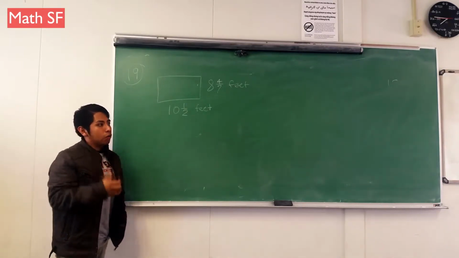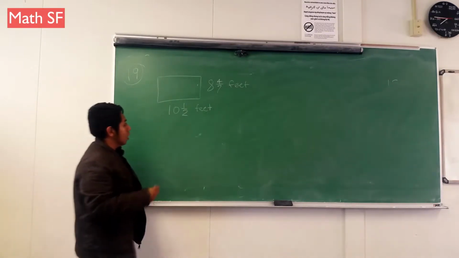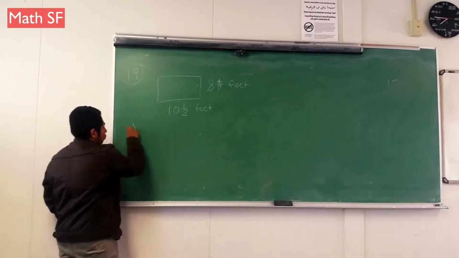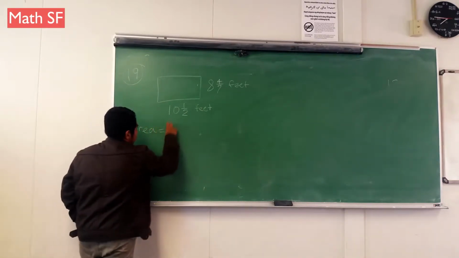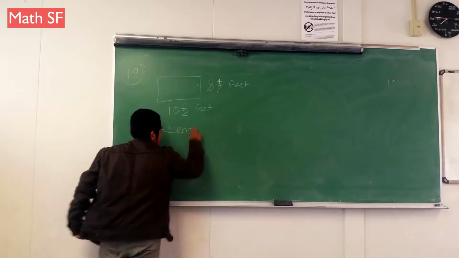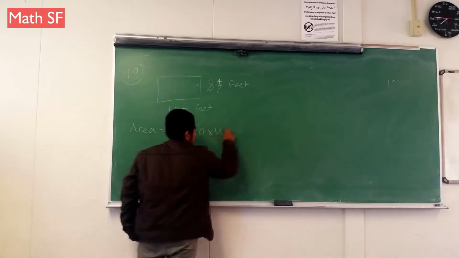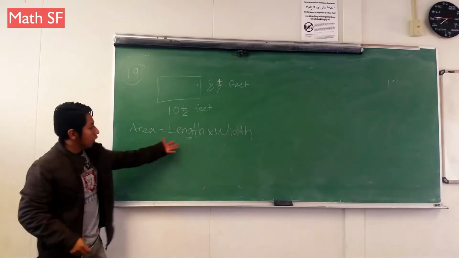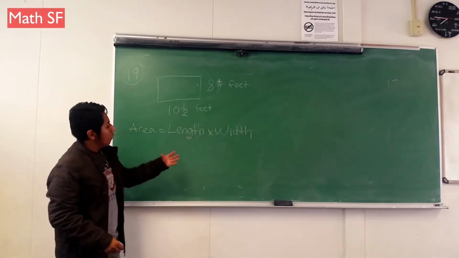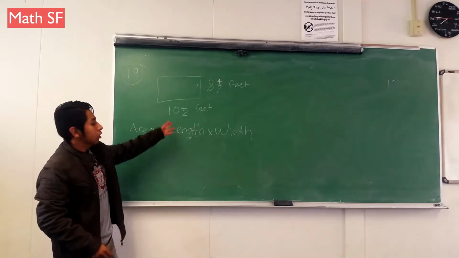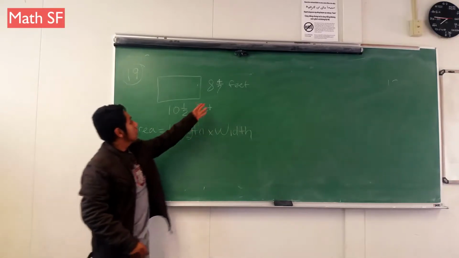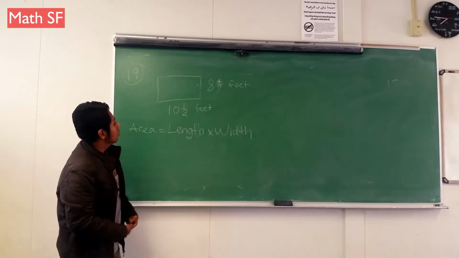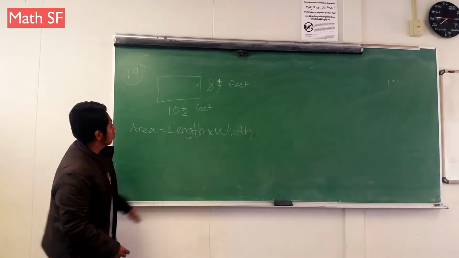We must recall our formula, which says area is equal to length times the width. So to find the area, we must know the length and its width. Do we have that given information? Yes. 10.5 is the length and 8 4/7 is the width. Therefore, to find the area, let's just multiply these two.